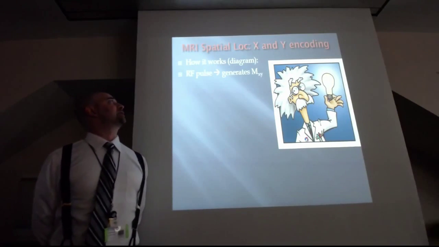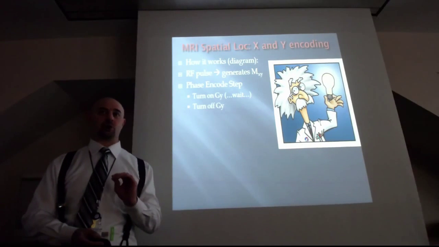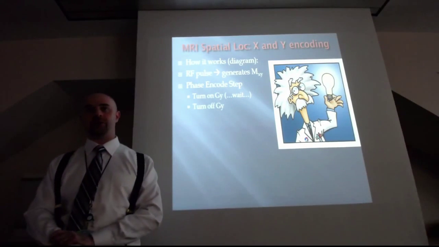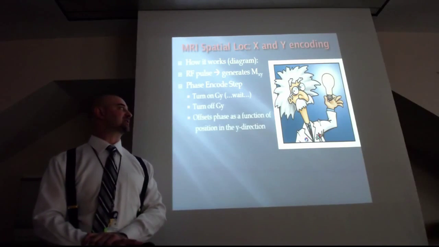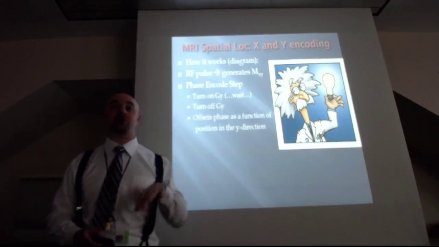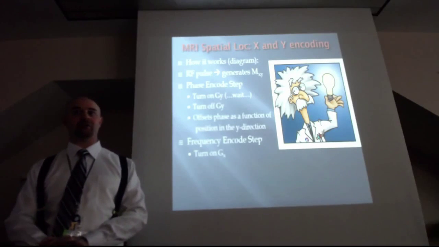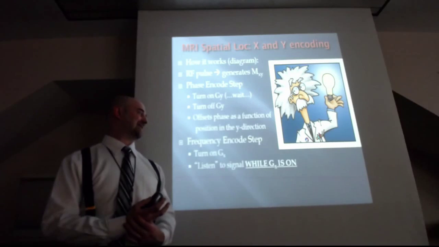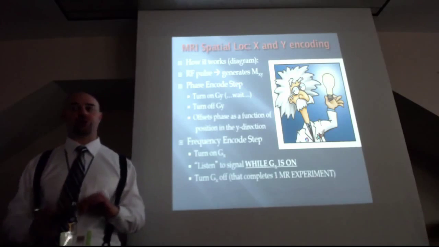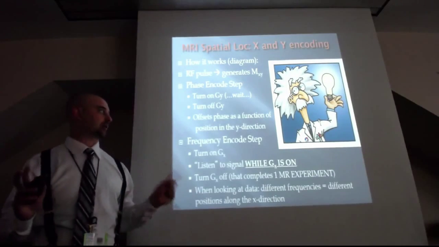All right, so we're going to discuss the frequency encoding gradient first, and we'll talk about why later. All right, so how does it work? Again, the RF pulse generates the transverse magnetization. We have a phase encode step. This is basically just in words going through the pulse diagram. You turn on the phase encode gradient, wait for a period of time, turn it off, and then it'll offset all the different phases as a function of position in the Y direction. Then you go to your frequency encoding step. You turn on the gradient in the X direction, or the frequency encoding gradient, and you listen to the signal while that gradient is on. Okay. Once you turn that gradient off and stop listening, that completes the, quote, MR experiment. That's what they're called in discrete units.